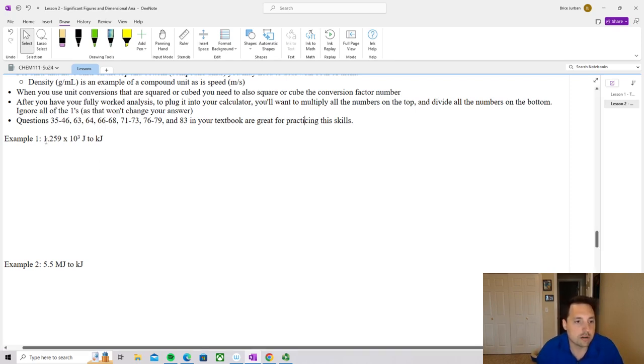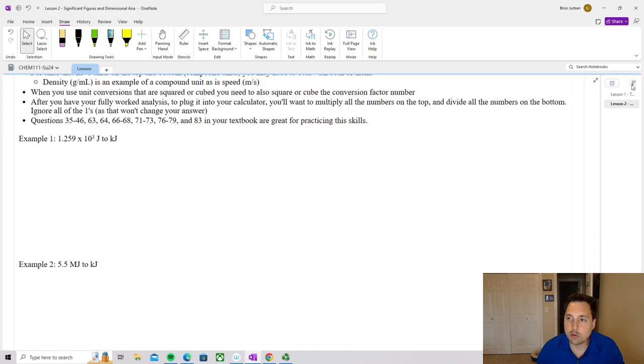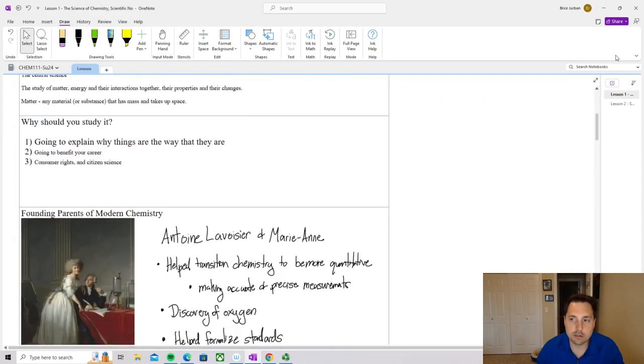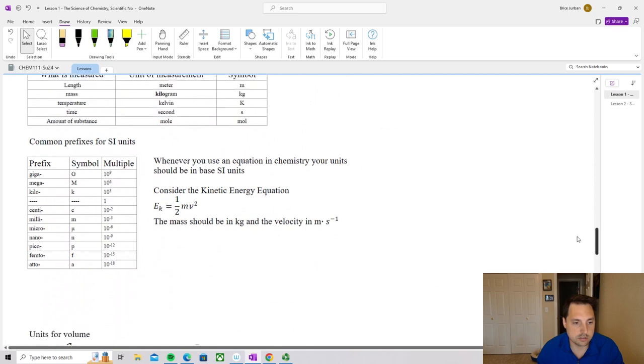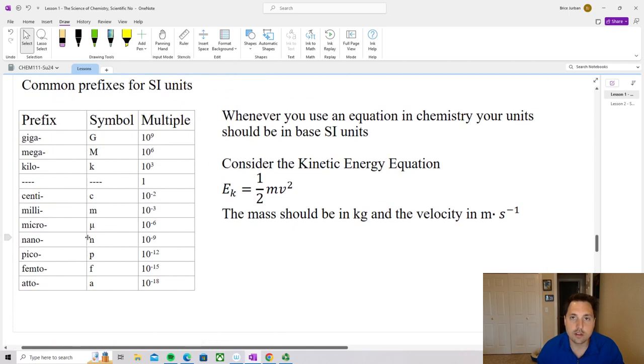And I want to convert 1.259 times 10 to the third joules to kilojoules. You could go back to my lesson 1, and we can find the conversion factors for the prefixes. That's what we're going to need to look at. So you might have taken some notes and written these down, or maybe you have a little cheat sheet here that you're starting to build.